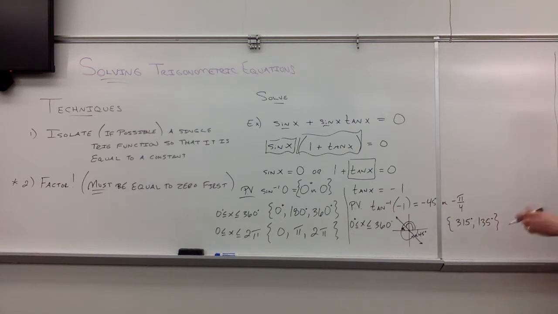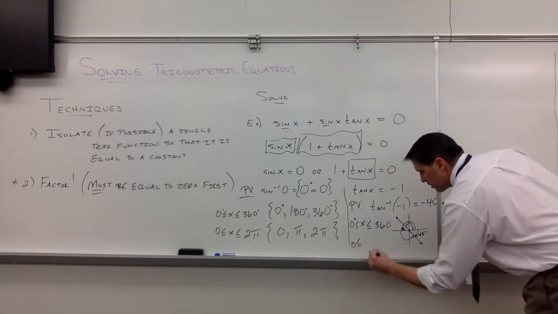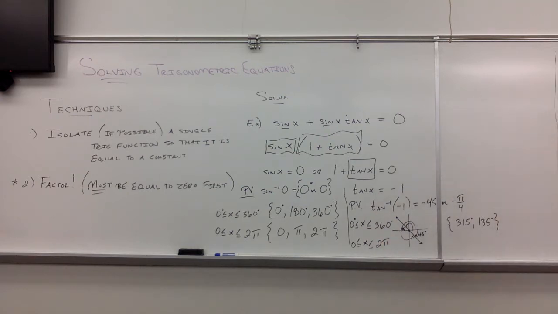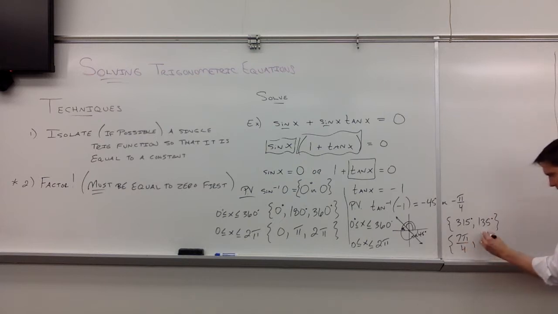All right, so in terms of radians, let's finish it off. So 0 less than or equal to x, less than or equal to 2 pi. Hoping you can see that down there. Yeah, you can actually see that pretty well. All right, so what are we looking at? We're looking at 315, which is 7 pi/4, and 135, which is 3 pi/4.